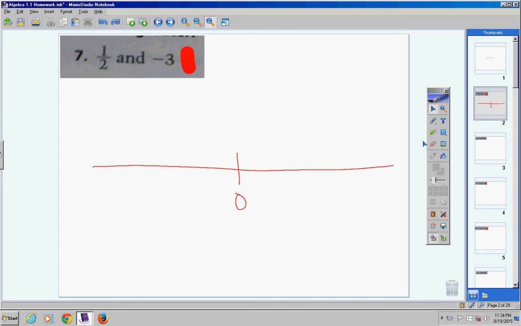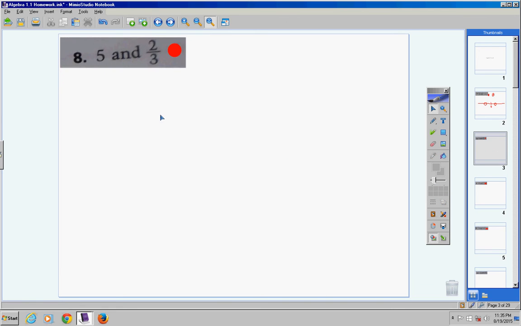Alright, here we go. Now, there's really no need to use a number line. Obviously, -3 is over here somewhere. Positive 1/2 is over here somewhere. Positive numbers are always greater than negative numbers, so the greater number is 1/2, okay? That's pretty obvious. Alright, moving on to number 8.